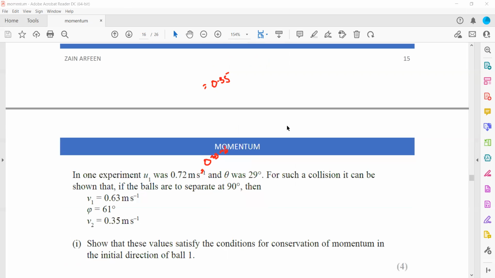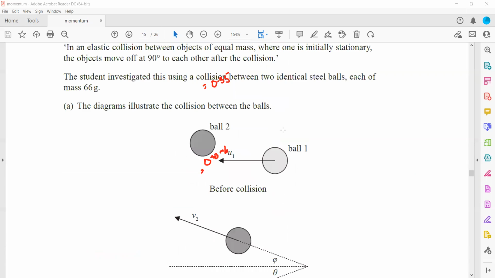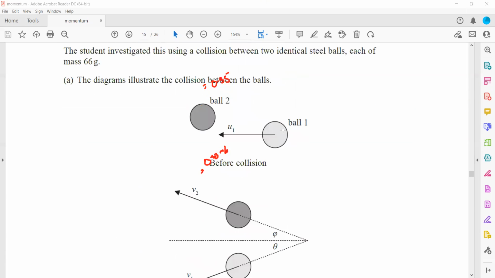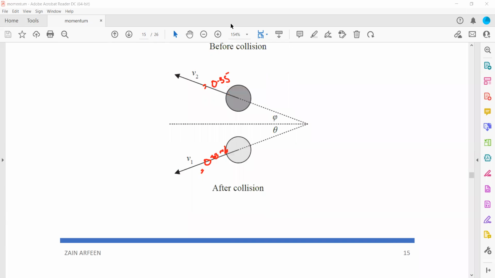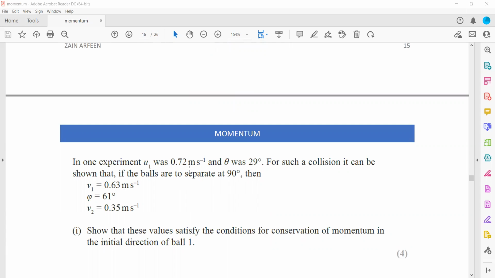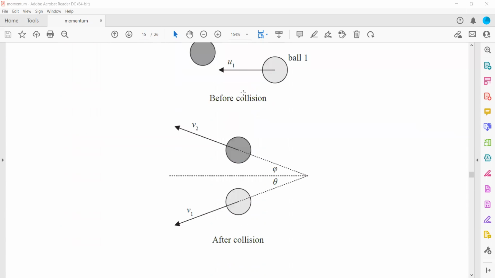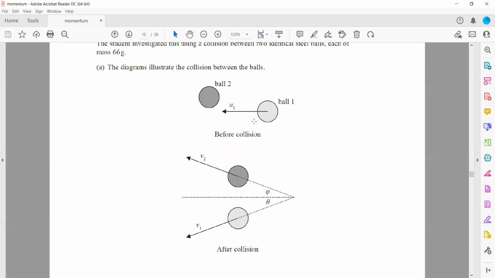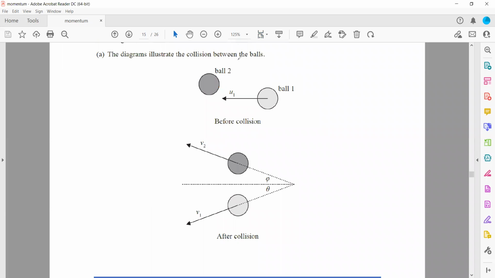And the speed at which the initial ball was moving is 0.72. So this one is 0.72 meter per second, this is 0.35 meter per second, and this one is 0.63 meter per second. This angle is phi, 61 degrees, and this one is 29 degrees.